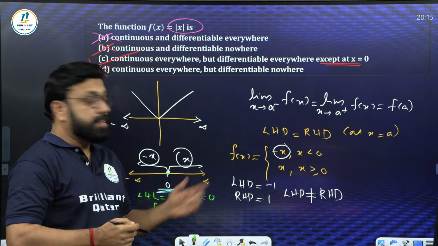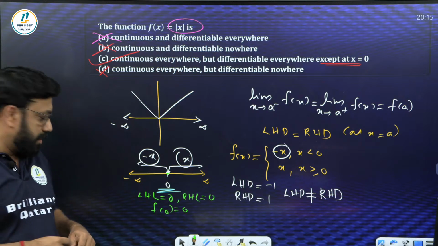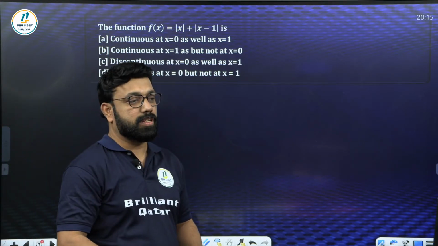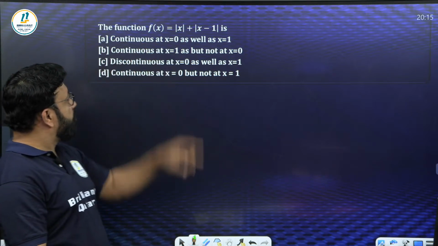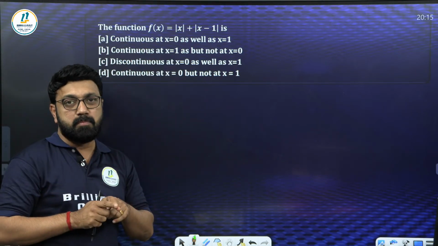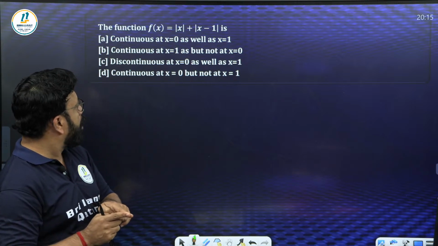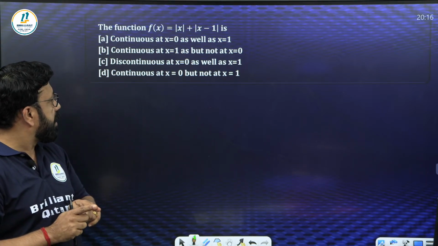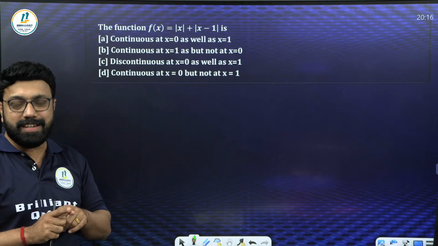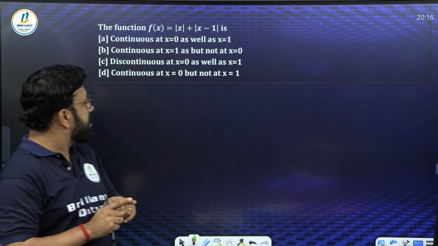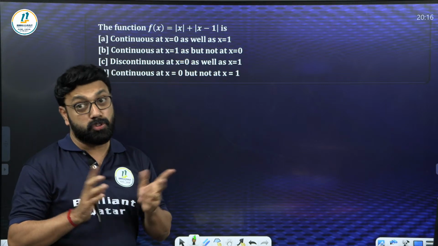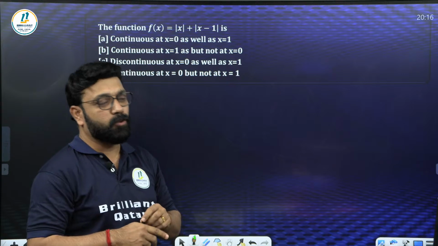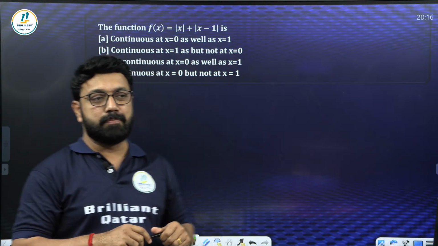Okay, then we can move to the next question. What is the question? See, the function f of x equal to modulus of x plus modulus of x minus 1. Options are there: continuous at x equal to 0 as well as x equal to 1. Continuous at x equal to 1 but not at x equal to 0. Discontinuous at x equal to 0 as well as x equal to 1, both discontinuous. And D, continuous at x equal to 0 but not at x equal to 1. Then what will be the answer?